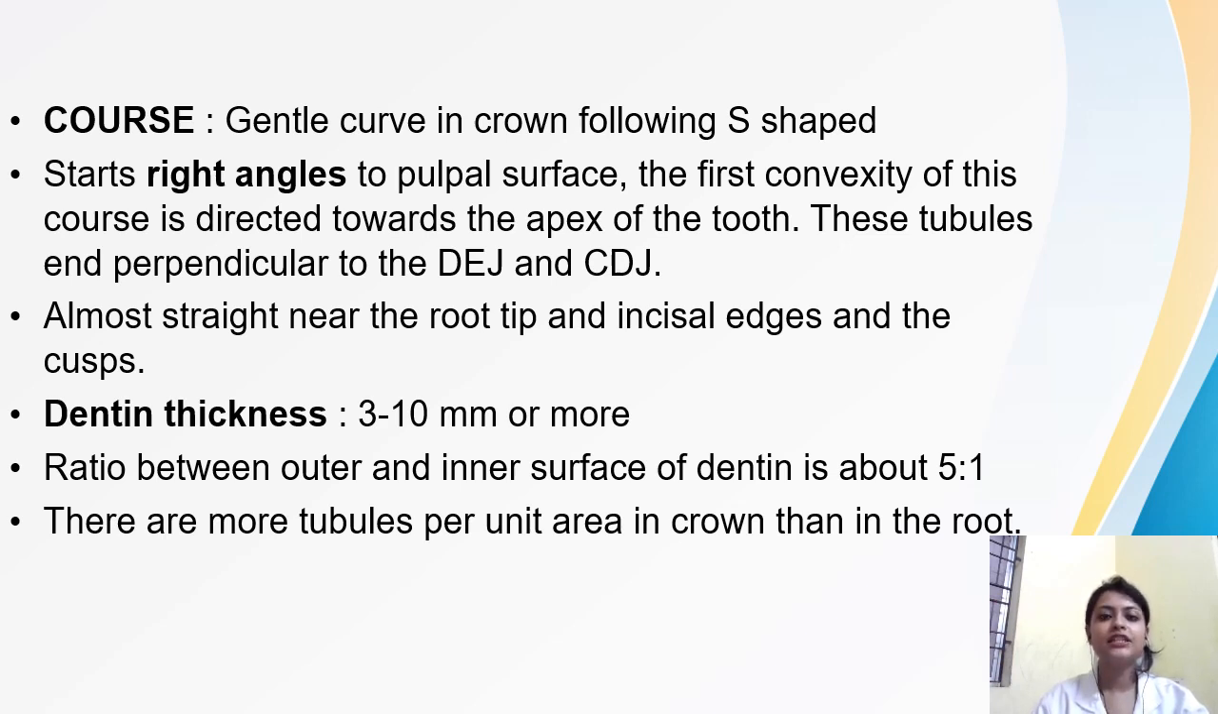Now what will be the dentin thickness? 3 to 10 mm or more will be the dentinal thickness. Now the ratio between the outer and the inner surface of the dentin is about 5:1. There are more tubules per unit area in the crown than the root. So in the crown you will find, per unit surface area, a greater number of dentinal tubules than in the root.